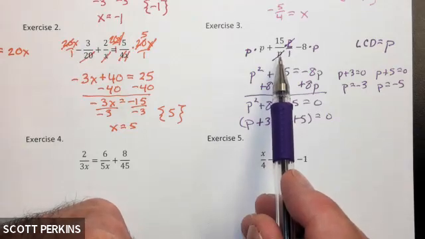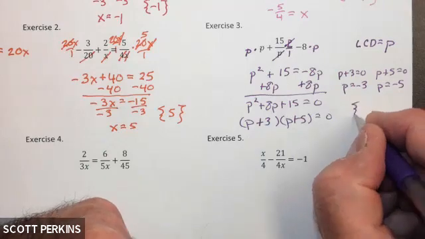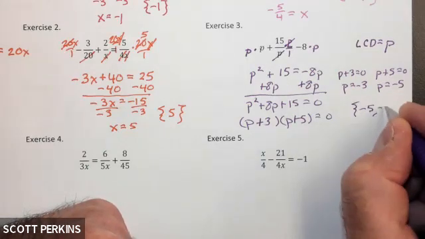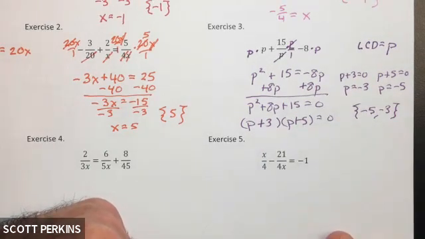The only thing that makes this denominator 0 is the value 0. So both of those are legit solutions. So here's my solution set. I've got 2 answers this time that make a true statement in that equation.